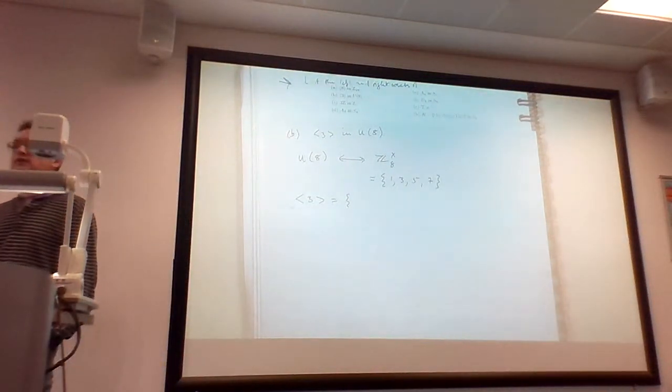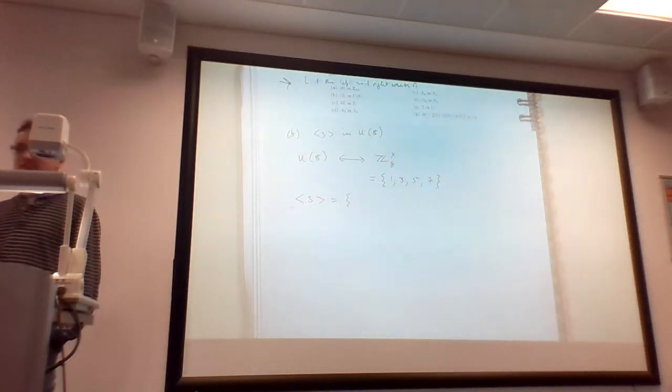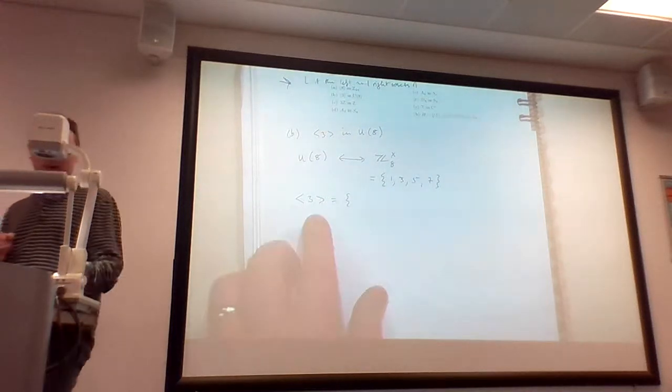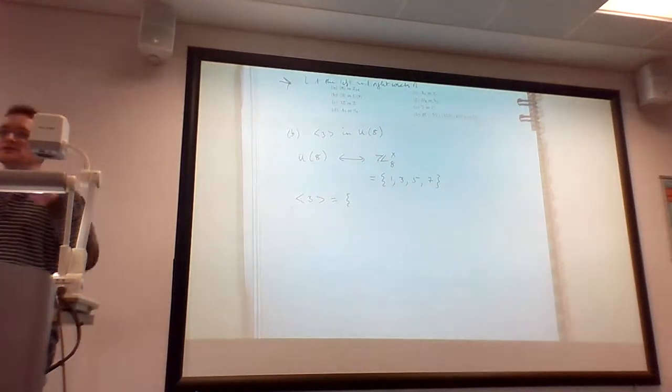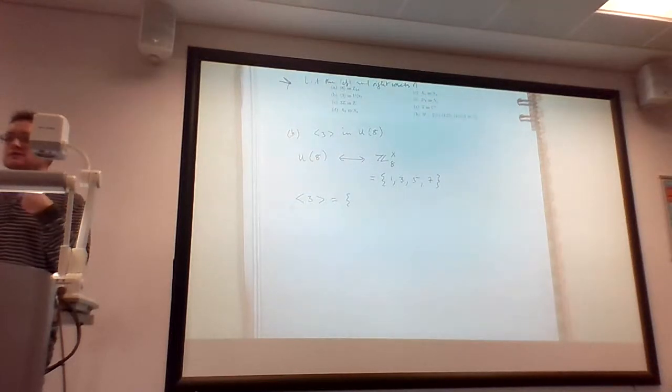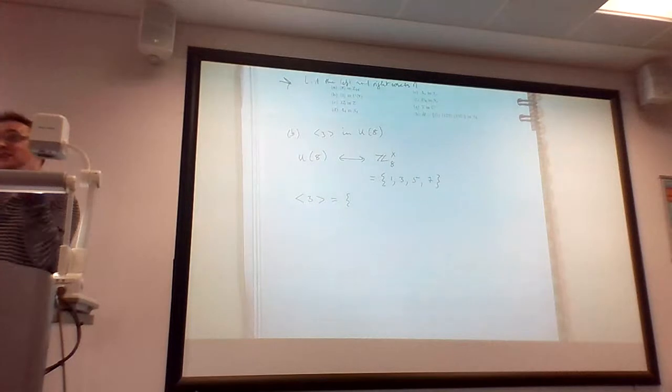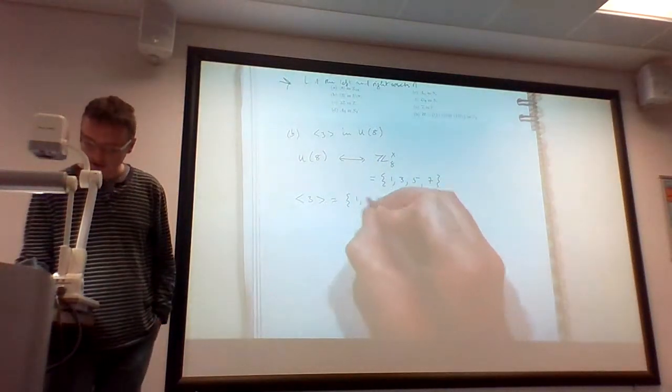What is this? 1, 3, 5, 7. So remember, it's all powers of 3 in this group. So 3 to the 0 is 1. 3 to the 1 is 3. 3 squared is 9, which is the congruence class of 1. So you only generate 1 and 3, the powers of 3. So it's just 2 elements.